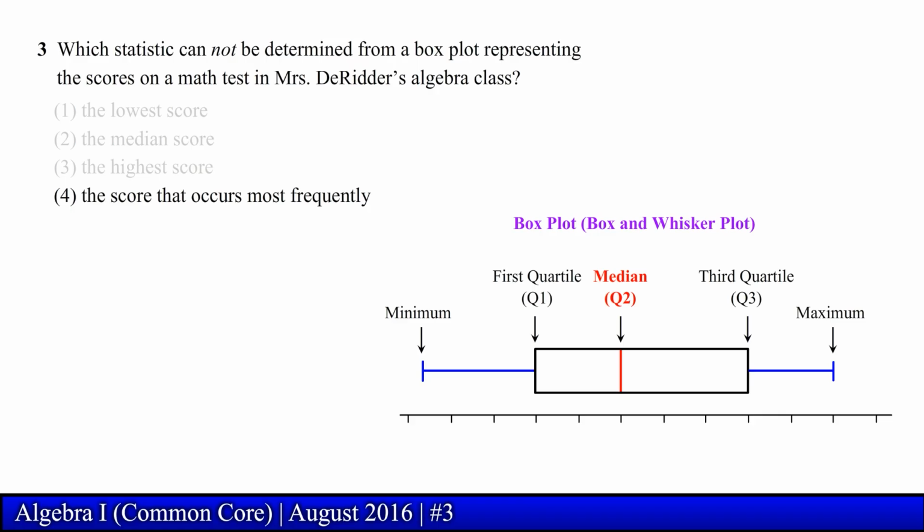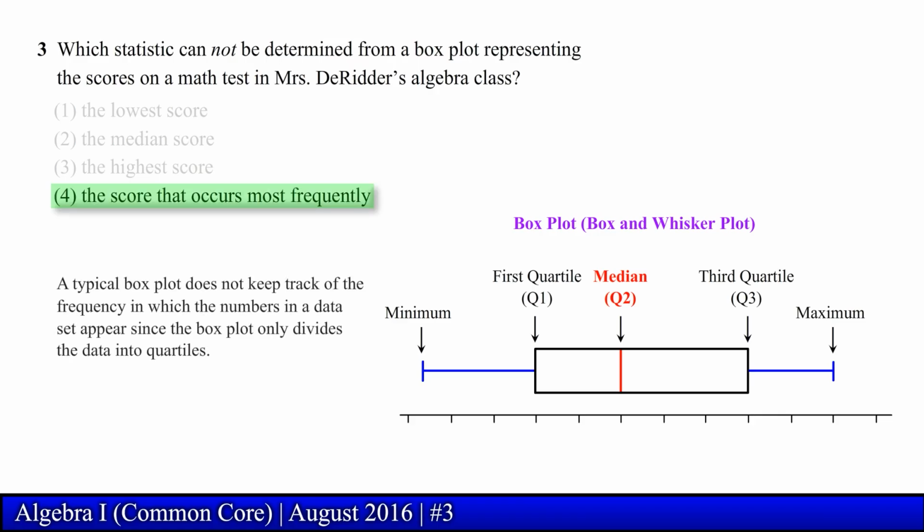Option 4 reads, the score that occurs most frequently. A typical box plot does not keep track of the frequency in which the numbers in a dataset appear, since the box plot only divides the data into quartiles. So option 4 is our answer, since this statistic cannot be obtained from a box plot representing the scores on a math test.